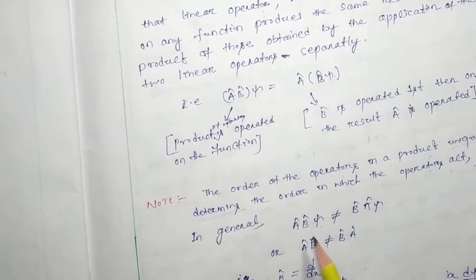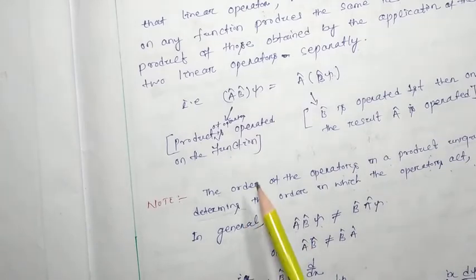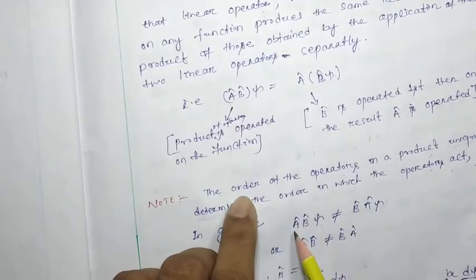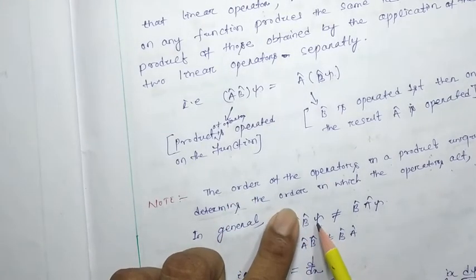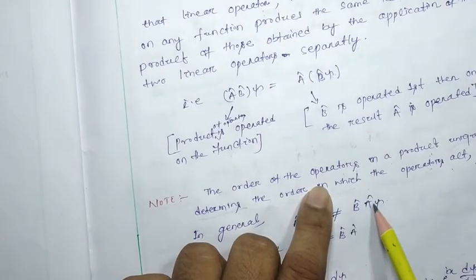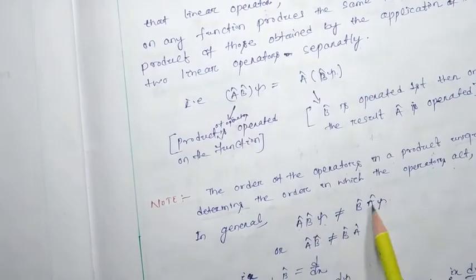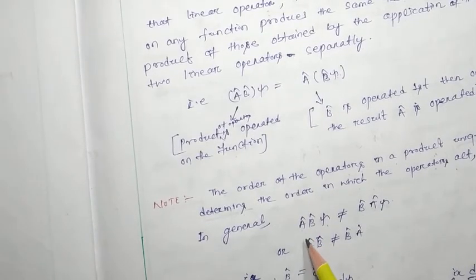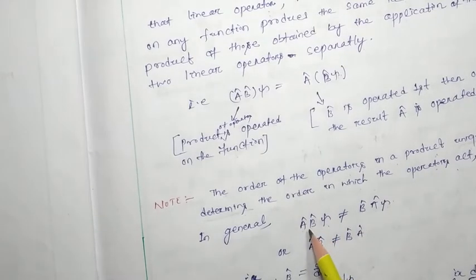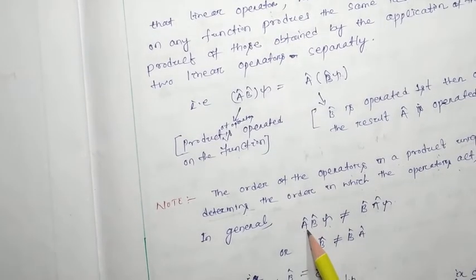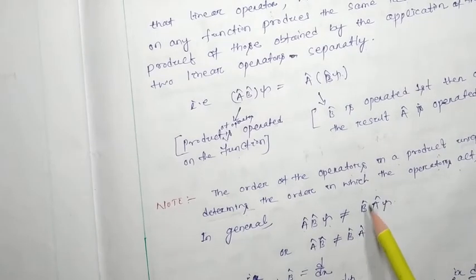That means in case of multiplication, the order of operation is also important. Suppose first I apply B cap over psi, then apply A cap over the result. This will not be equal to A cap operated on psi and then the result operated on by B cap. So which one is applied first and which one is applied second changes the answer. First B cap then A cap gives one answer; first A cap operated on psi then B cap gives a different answer.